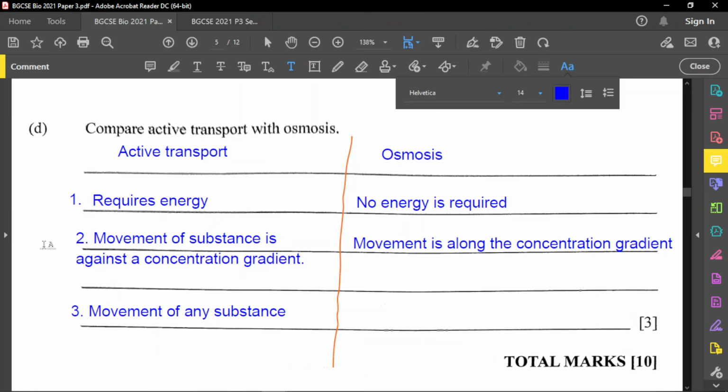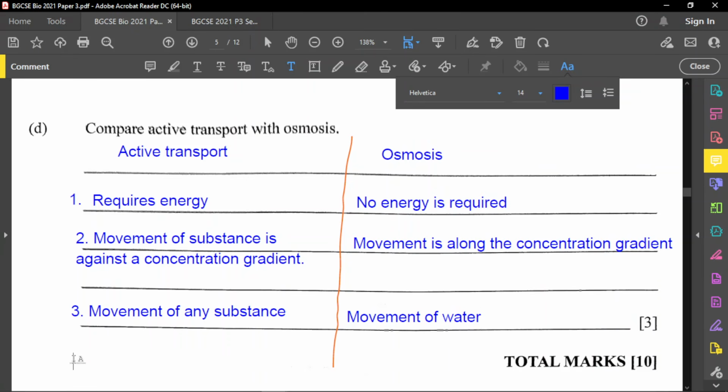All right, so it could be water or not water, so it could be any substance really. For osmosis though, it is the movement of water. So water is the substance that is being moved. It does not involve any other substance but water.